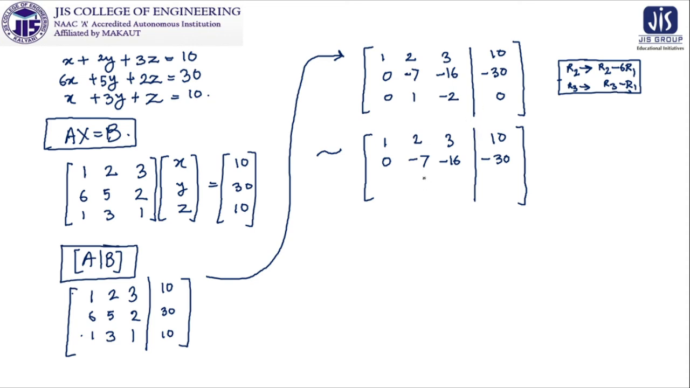After that I need a 0 here. So what elementary row operation do I have to use so that I can make it 0? I have to make R3 0. So R3 will go to R3. This is my 1. Then how can I make it 0?